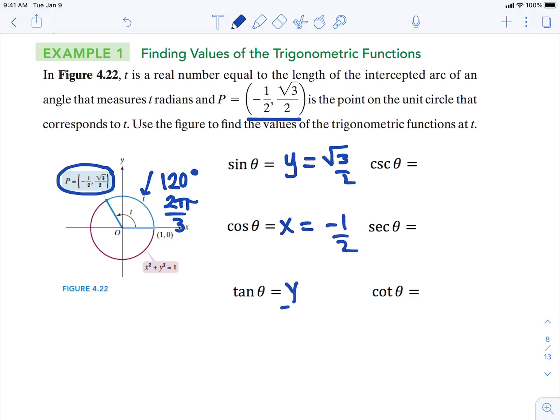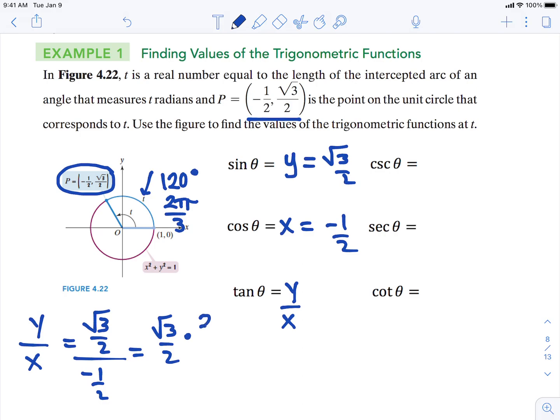For your tangent, you're going to take y divided by x. So I'm just going to go off to the side, y divided by x. You're going to have a fraction dividing another fraction. So we have to keep the square root of 3 over 2. We have to change 2 divided by -1. And then cancel the 2's. And then multiply across. Square root of 3 over 1 is the square root of 3. So those are the big 3.